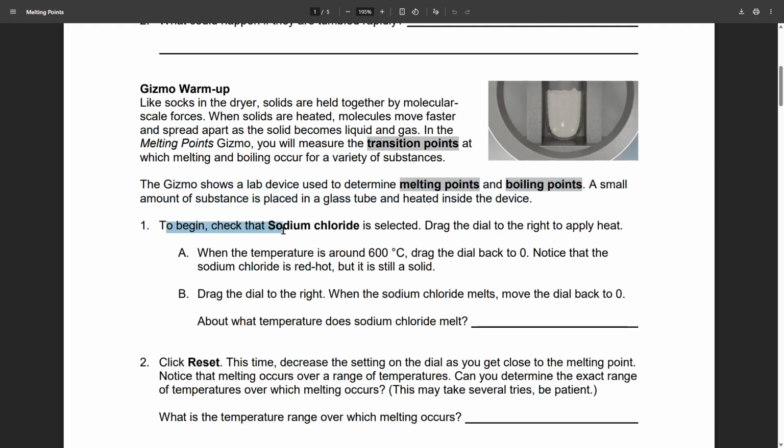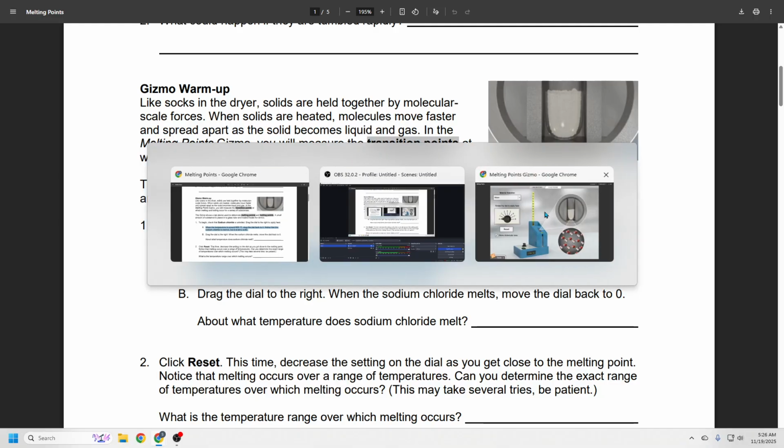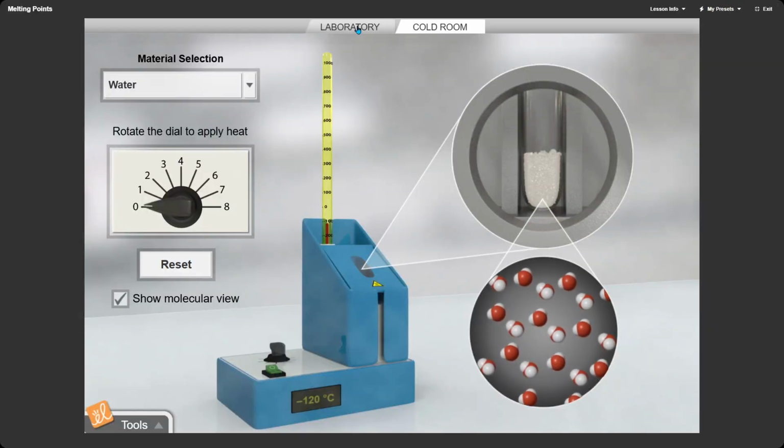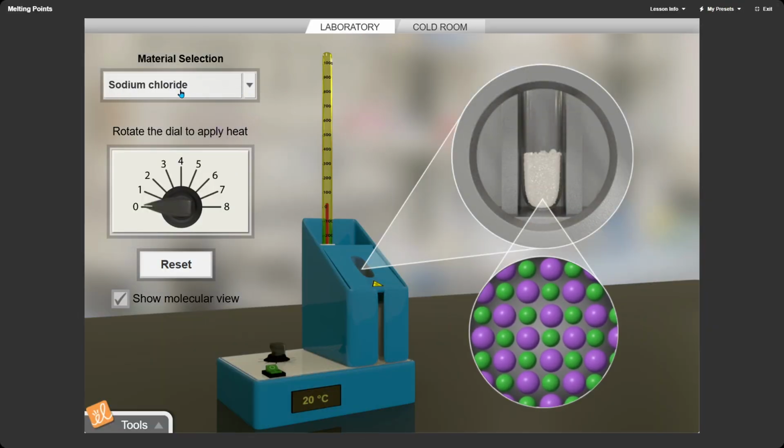To begin, check sodium chloride is selected, drag the dial to the right and apply heat. When the temperature is around 600 degrees Celsius, drag the dial back to zero. Notice that the sodium chloride is red hot but still a solid. So what you're going to do is make sure in the laboratory that sodium chloride is selected. Take the dial. You can put it up to 800. You're trying to get it to the 600 mark.